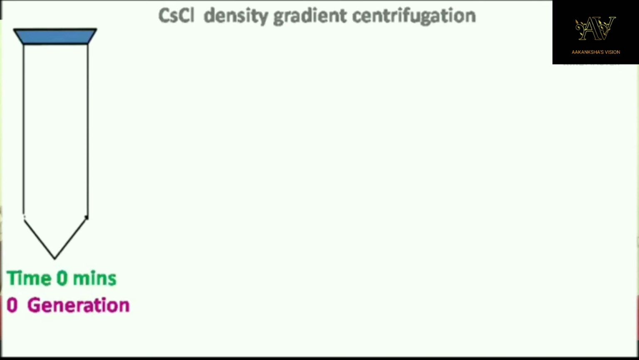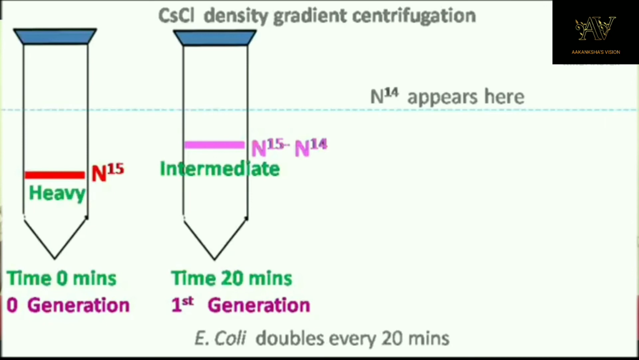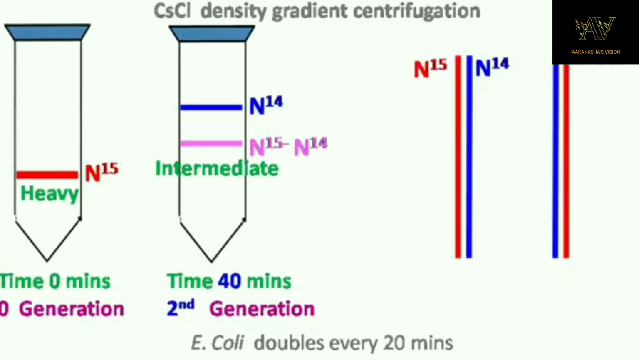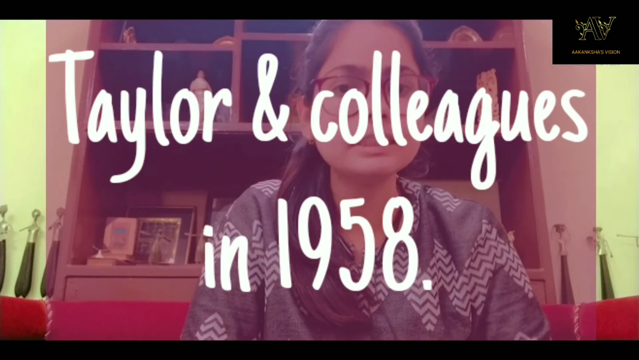Now, in simple language, let's see the timeline from 0 minutes. When the experiment started, after 20 minutes the DNA we got was 100% hybrid. Then after 40 minutes from the starting point of the timeline, the DNA was 50% hybrid and 50% unhybrid. A similar experiment involving the use of radioactive thymidine to detect the distribution of newly synthesized DNA in the chromosome was performed on Vicia faba beans by Taylor and colleagues in 1958.